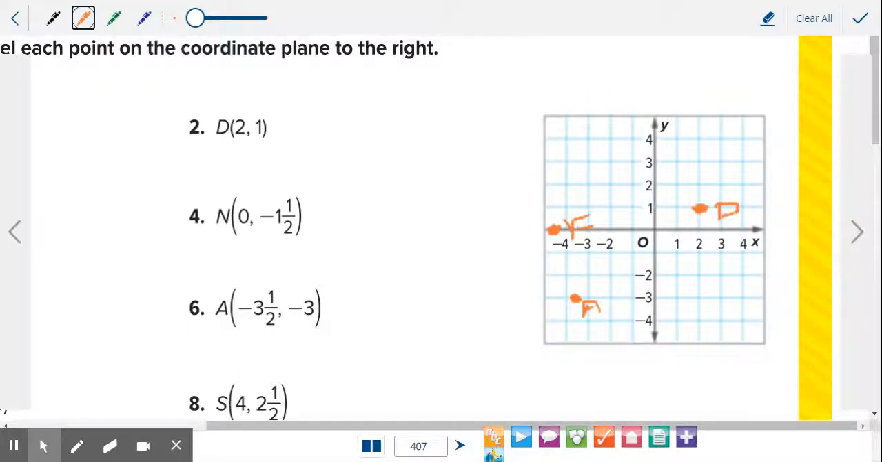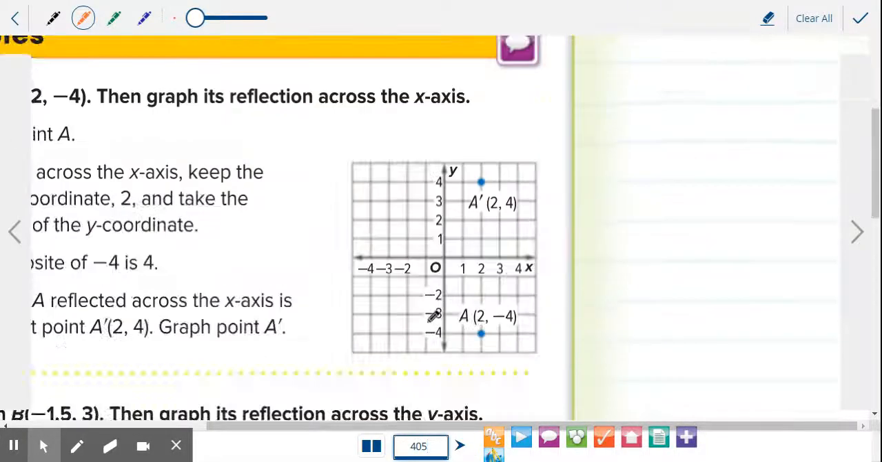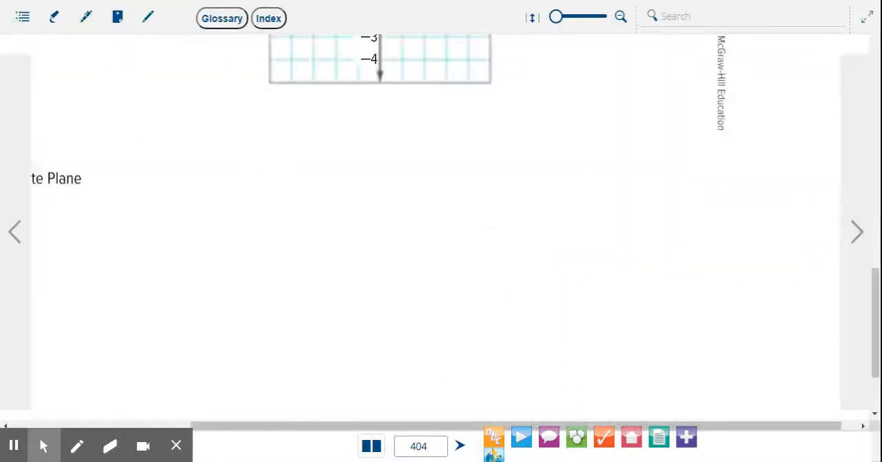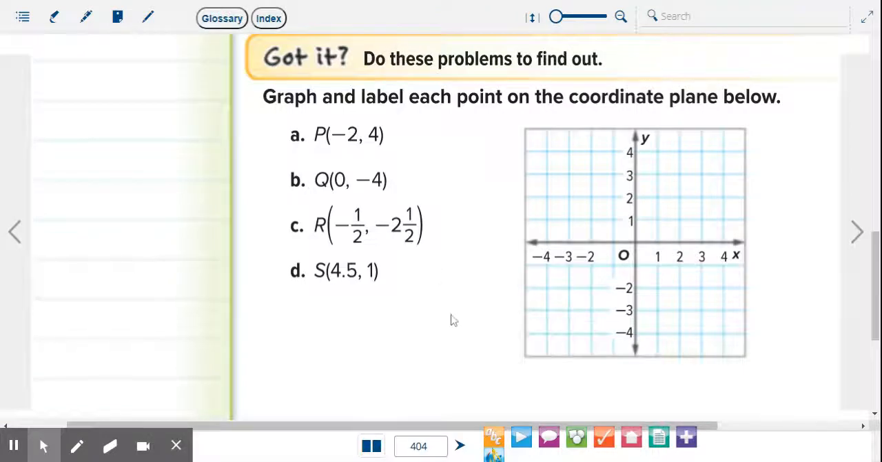All right, so let's go back, and I want you guys to do A through D down at the bottom of page 404. So A, B, C, D. Okay, so you're just plotting those points. So go ahead and start working on that. I'll give you a couple minutes. All you're doing is putting those points on the graph. Do not forget to label them.